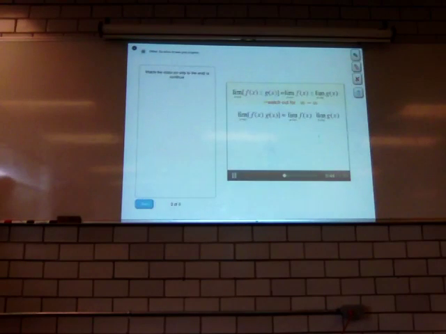There's one situation, though, where this rule gets tricky, and that's when you end up trying to multiply 0 by infinity. Let's look at a few situations where f of x goes to infinity and g of x goes to 0 to see what happens.